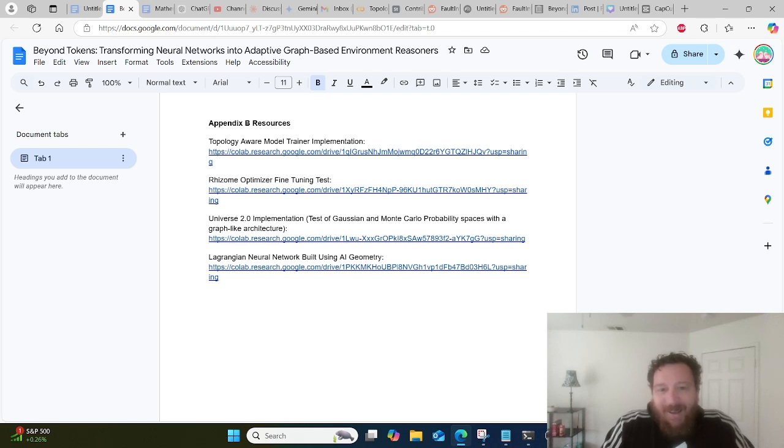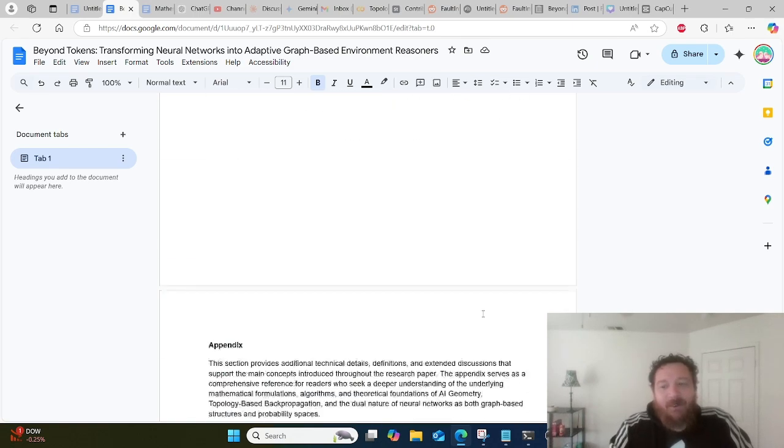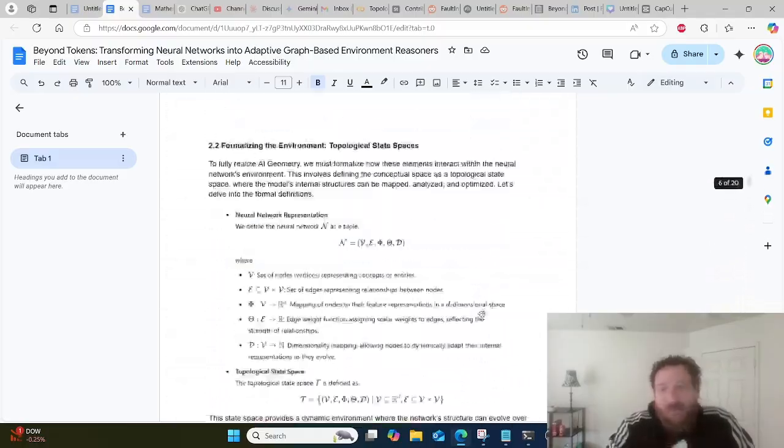This is a full end-to-end framework. I could build a full model off of this and train full models off of this. I've trained models independently and independent parts of this. I've built out the Lagrangian neural network, built off of AI geometry, as you see here, the Rhizome optimizer itself, as well as the topology-aware model trainer, which utilizes small LLMs and pre-trained models overall. But highlighting that before we get into this, this is not just a theoretical framework. This is actually implemented in the real world, and you can see real-world examples of it.